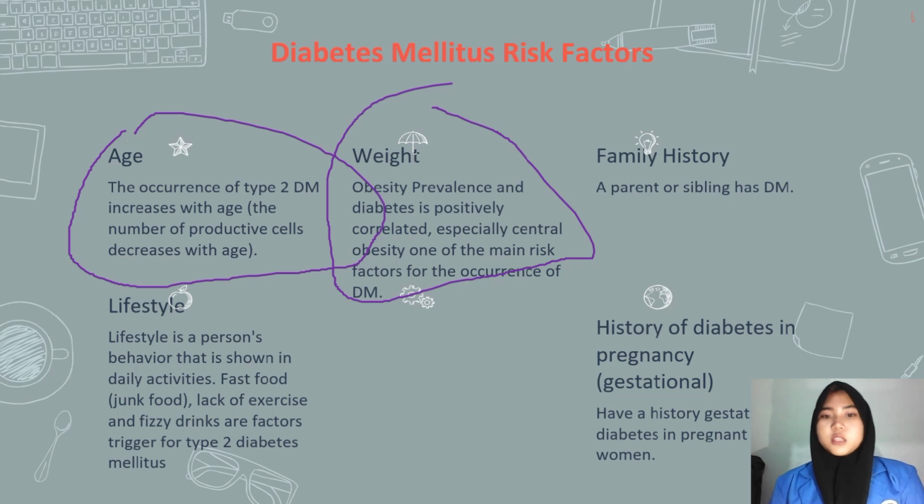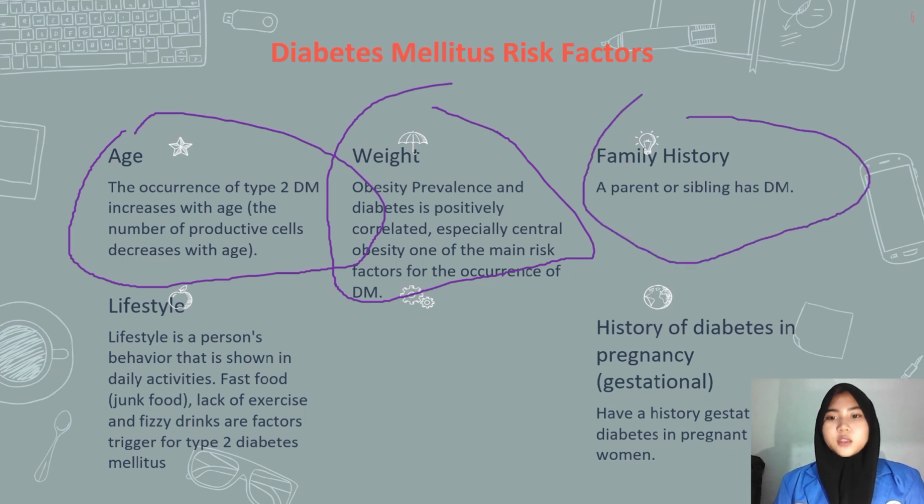Weight. Obesity prevalence and diabetes are positively correlated, especially central obesity, one of the main risk factors for the occurrence of diabetes mellitus. Obesity can make cells insensitive to insulin, or cause insulin resistance. The more fatty tissue in the body, the more resistant it is to insulin action, especially when body fat accumulates in the central or abdominal area.